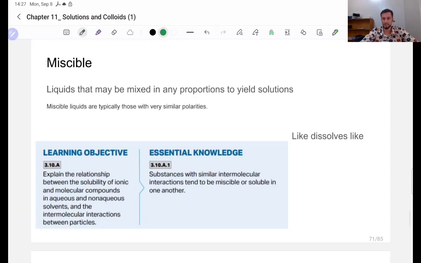And again, remember, like dissolves like. Ethanol is an alcohol, so it can hydrogen bond with water. They're really similar, so that's why they're miscible. And so miscible liquids are typically those with very similar polarities, like ethanol and water.